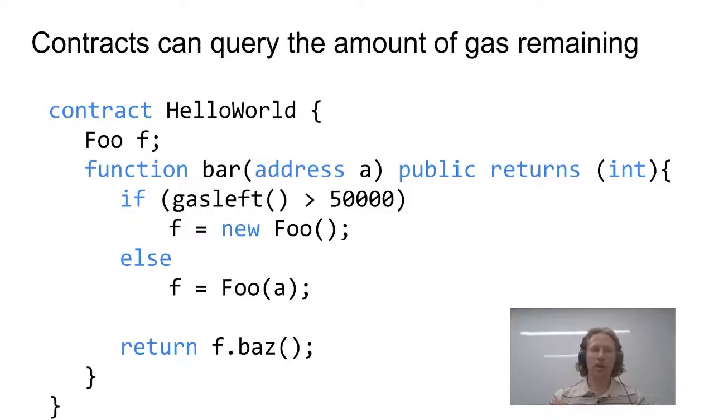So how can you avoid running out of gas if you're programming a contract? Well, fortunately, you can do introspection on the amount of gas that you have to work with, and you can maybe decide to do things two different ways depending on how much gas you have. In Solidity, gas left is a global function that you can call that tells you how much gas you have remaining. In this toy example, the program decides based on how much gas is remaining either to create a new contract, which is pretty expensive, or if there's not that much gas left, to just reuse an existing contract that's being passed in.